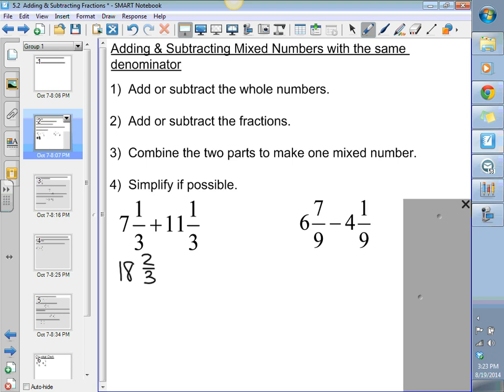Now we have 6 minus 4, which is 2. 7/9 minus 1/9 gives us 6/9. And now we have to simplify. 6/9 simplifies down to 2/3. And we have 2 2/3.